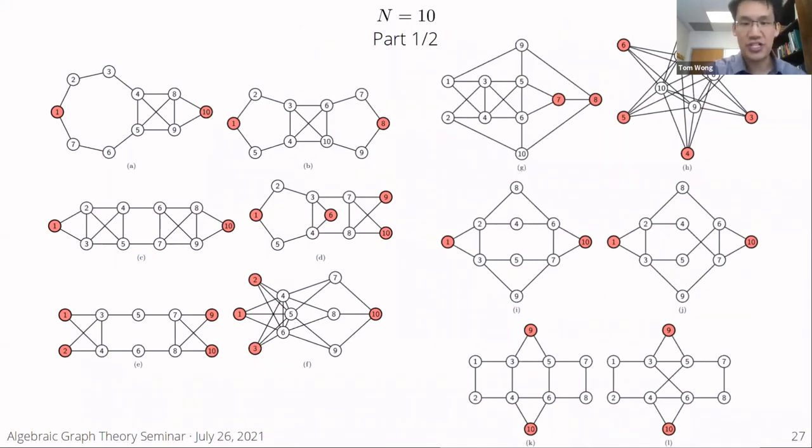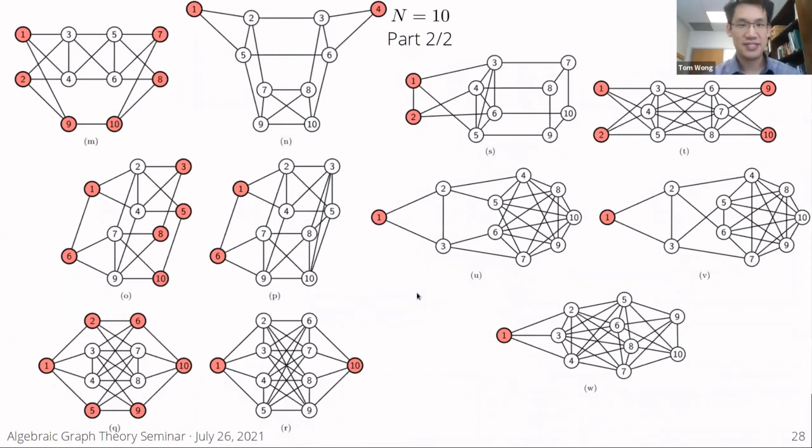Maybe I should say these are screenshots straight from the paper. So these labels A, B, C, D, E, F, and so forth are all matched with the paper, so you can go back and refer to any of them. Here's more graphs with 10 vertices, the rest of them.